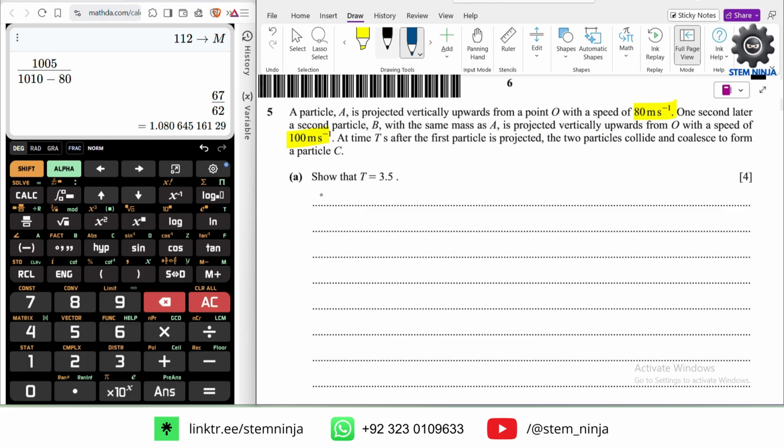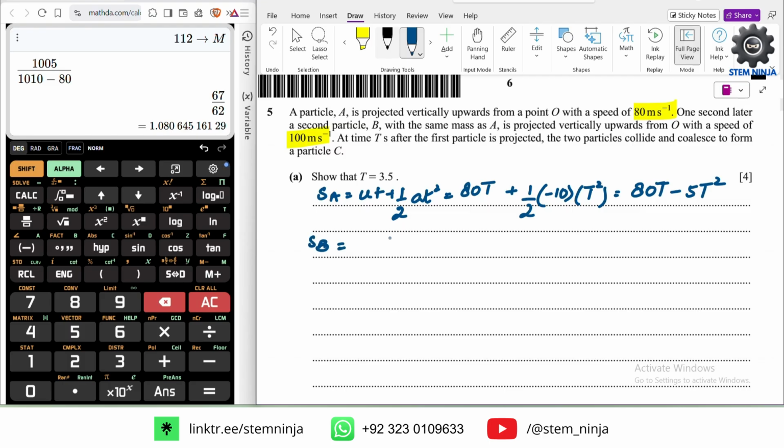Right, okay. So the displacement of A would be equal to the displacement of B, so that is ut plus half at squared. So u is 80, t, plus half times minus 10, because acceleration is minus g, and t squared. So this would be 80t minus 5t squared.